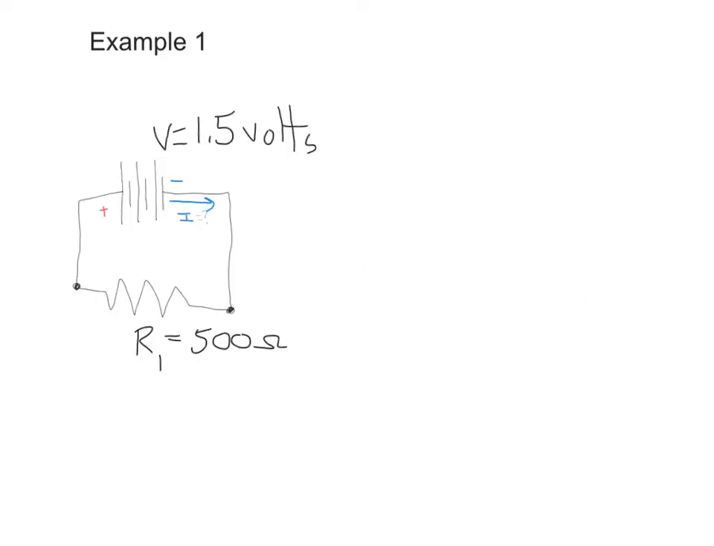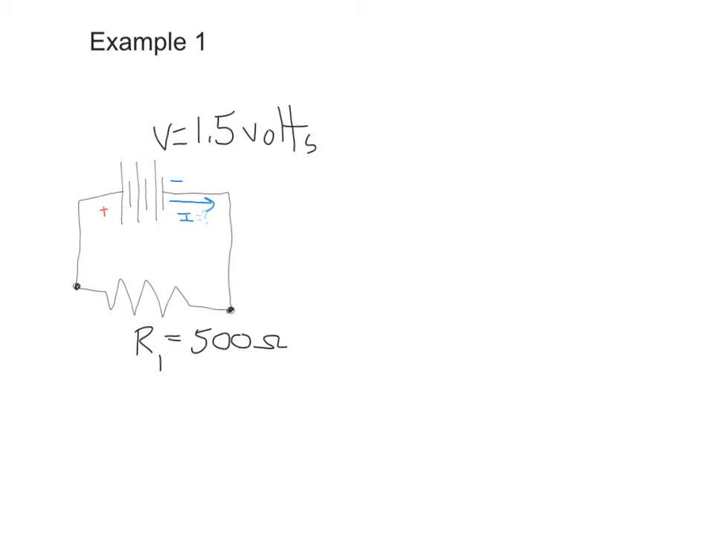So here we are. We have some kind of circuit. Our circuit here has a battery in it, and that battery has a voltage of 1.5 volts. And the current goes around our circuit, and this is electron current, by the way. But the resistance here, the resistor that it goes through, is 500 ohms. So our goal is to find out what kind of current we actually have in our circuit.